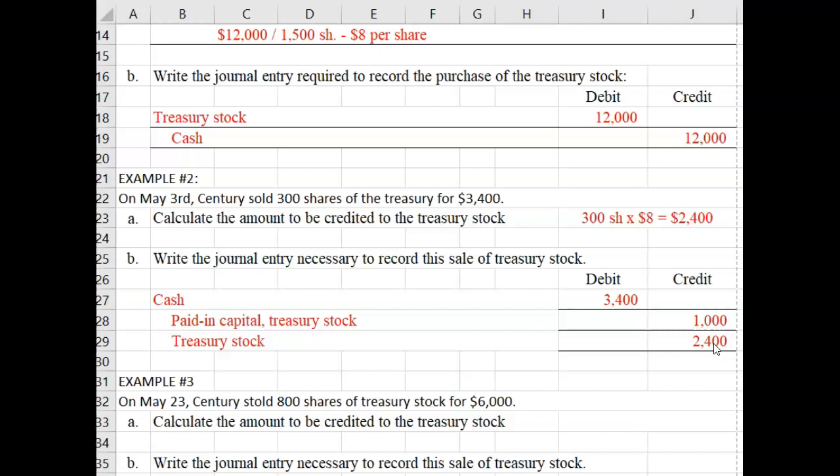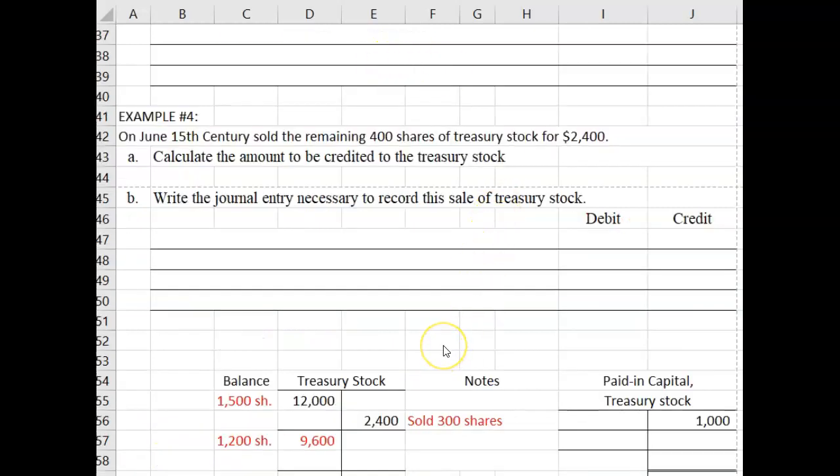Now, the transactions are not that difficult with respect to transactions with treasury stock. But it is easy to kind of get lost in the middle of all these transactions. So I'm going to set up a couple of T accounts, one for the treasury stock account and one for the paid-in capital account, because it's going to be very important to keep track of the balances in those accounts as we proceed in this example. So stay with me for a moment.